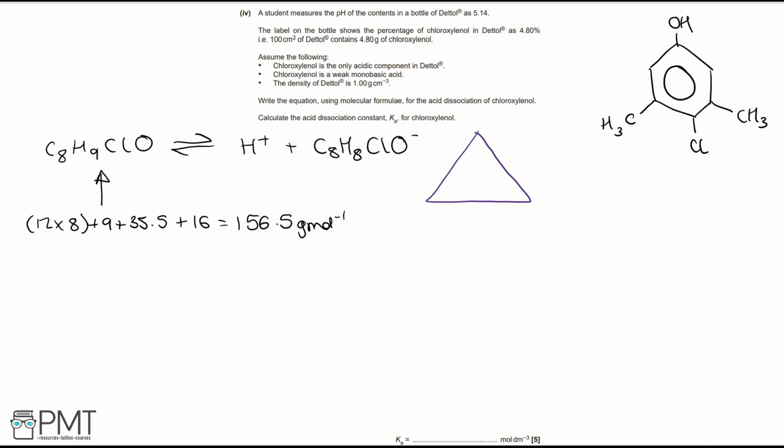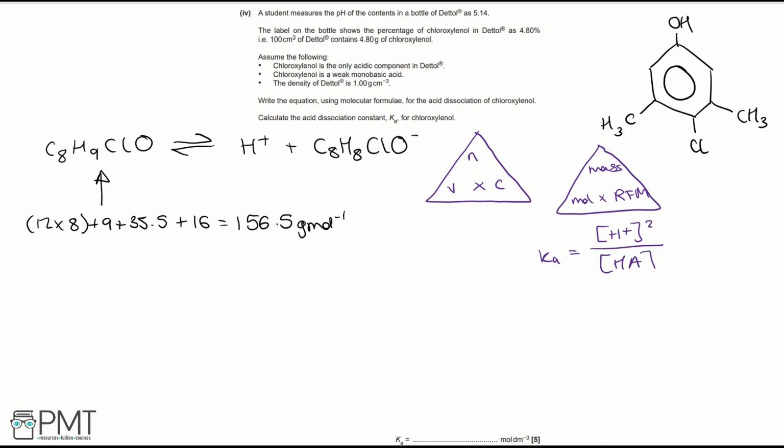Now we're going to use two equation triangles. We're going to use moles is equal to volume times concentration, and mass is equal to moles times the relative formula mass. And we're also going to use the general expression for Ka, which is H plus squared over HA. Now typically we wouldn't write this squared, and we would write H plus and A minus divided by HA. But we can assume that the concentration of H plus and the concentration of A minus are the same because the solution isn't especially diluted or concentrated, and therefore we write the squared, which makes our calculations a bit easier.